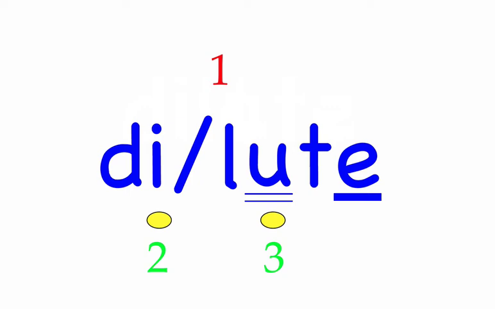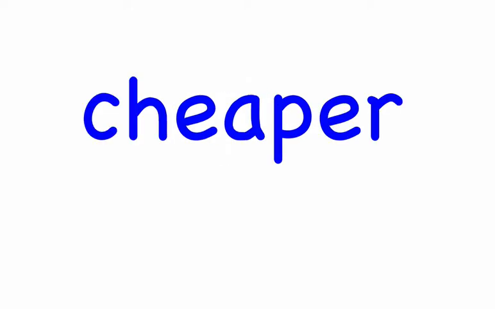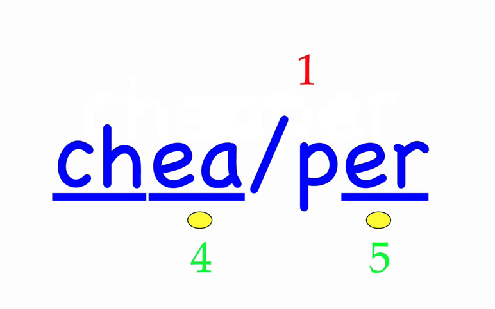Row 4, cheaper. Cheaper. I don't think that price is cheaper than the other store. Cheaper. First syllable is chea, 2 sounds. Ch, E. Per, 2 sounds. P, R. Cheaper. Mark the word. Cheaper.